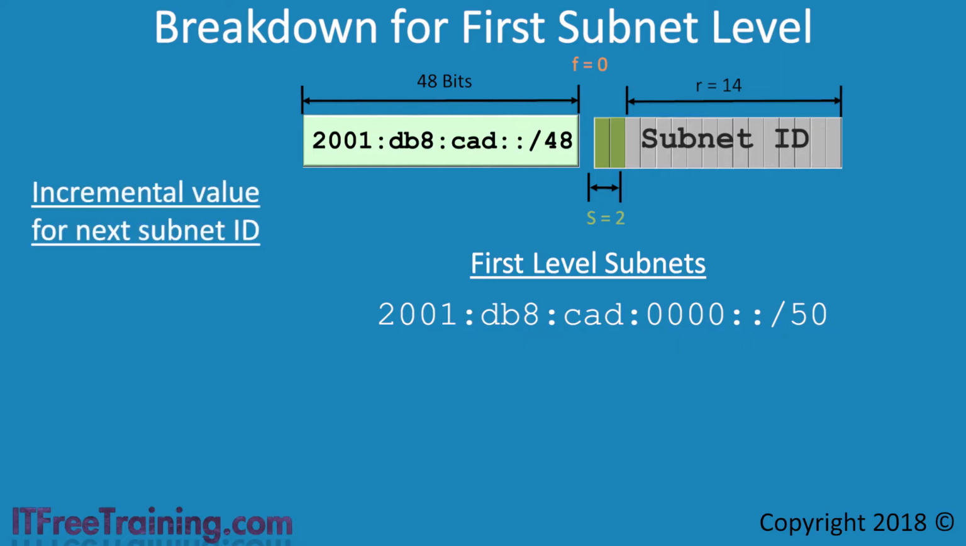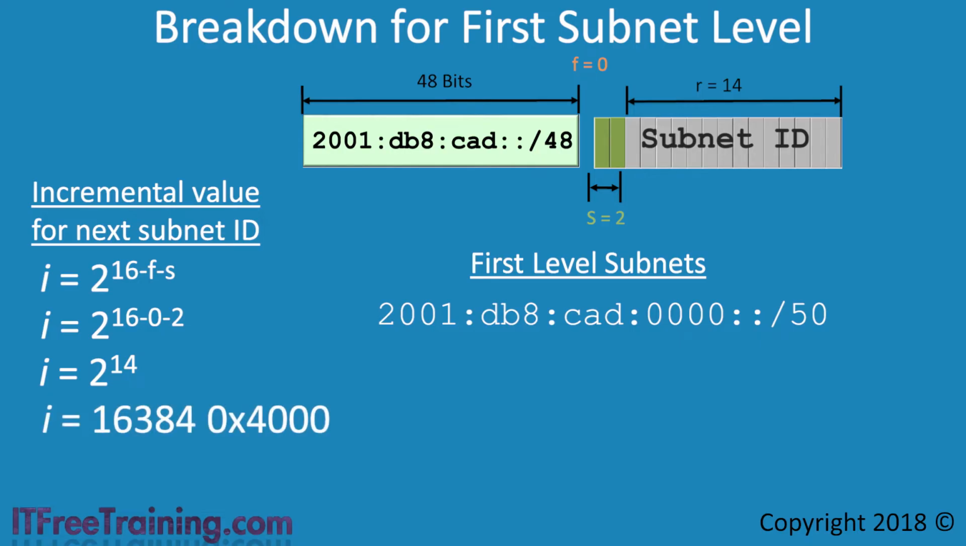To work out the increment value, this equation is used. It is just a matter of adding the values that we know into the equation. No bits have been allocated so far from the subnet ID, so F is 0. S is the number of bits that we want to allocate from the subnet ID. From the powers of 2 table, this value is found to be 2. This gives 2 to the power of 14, which is 16,384, or 4000 in hexadecimal.